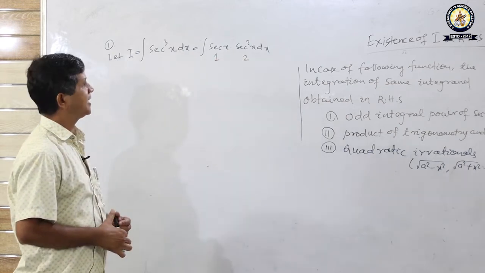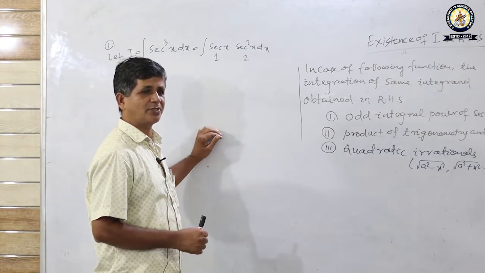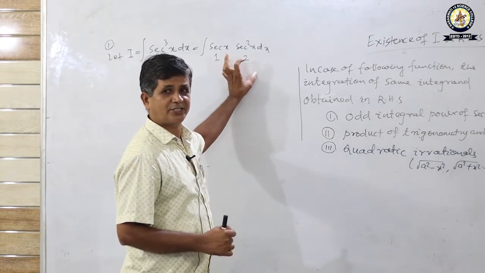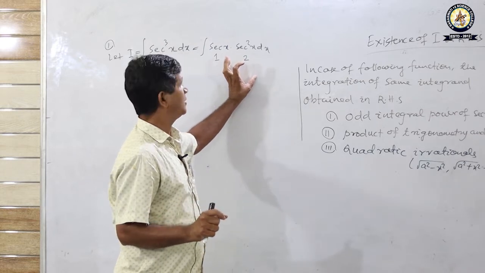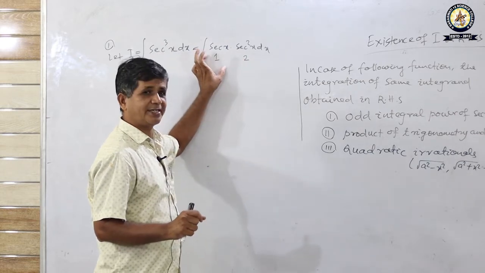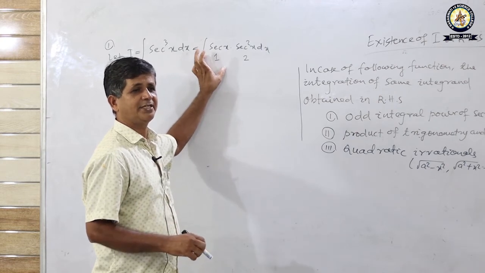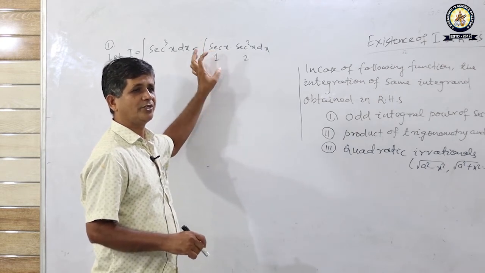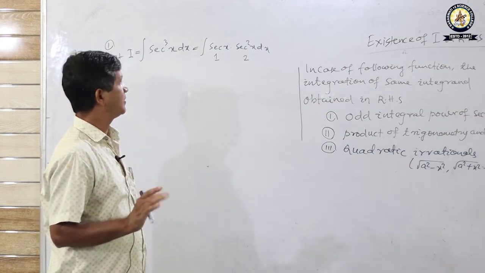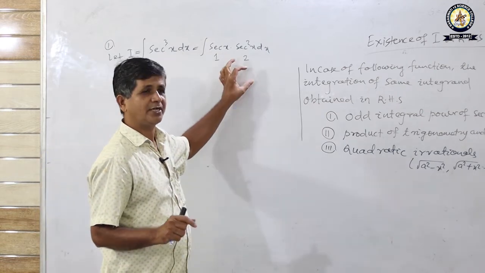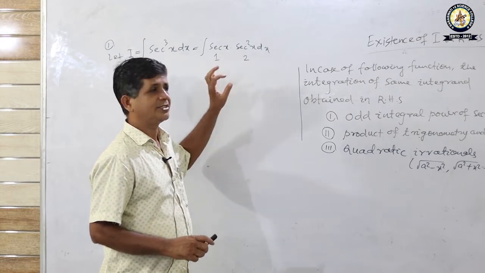Why will sec square be taken as the second function? Why not the first function? Because the integration of sec square x is tan x, it is a simple function, but the integration of sec x is log of sec x plus tan x, it is a composite function. So in case of a composite function, that will not be taken as the second function. In case of a simple function, that function will be taken as the second function.